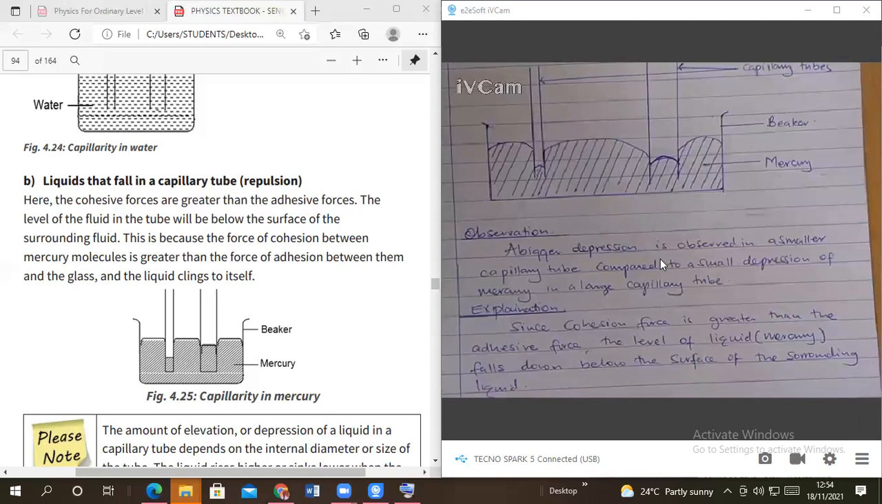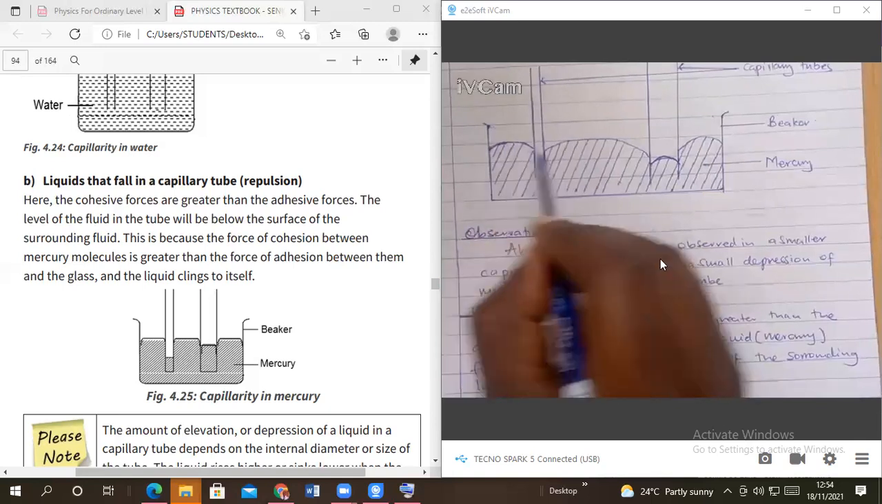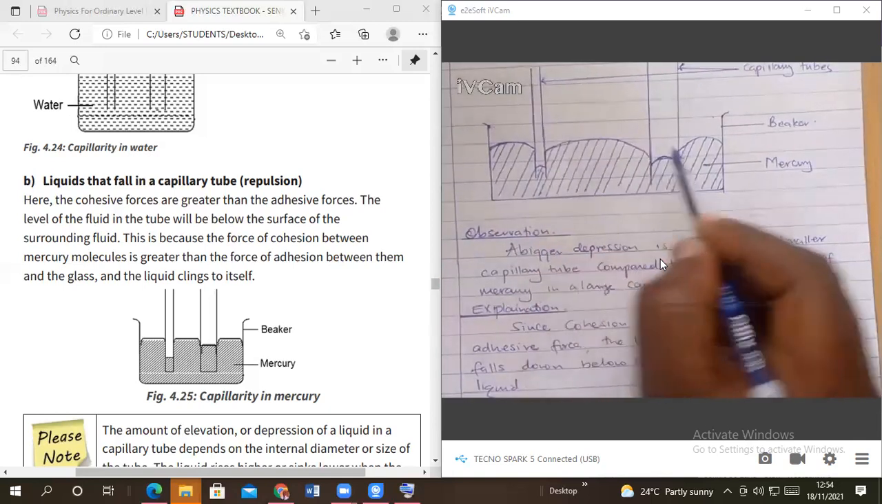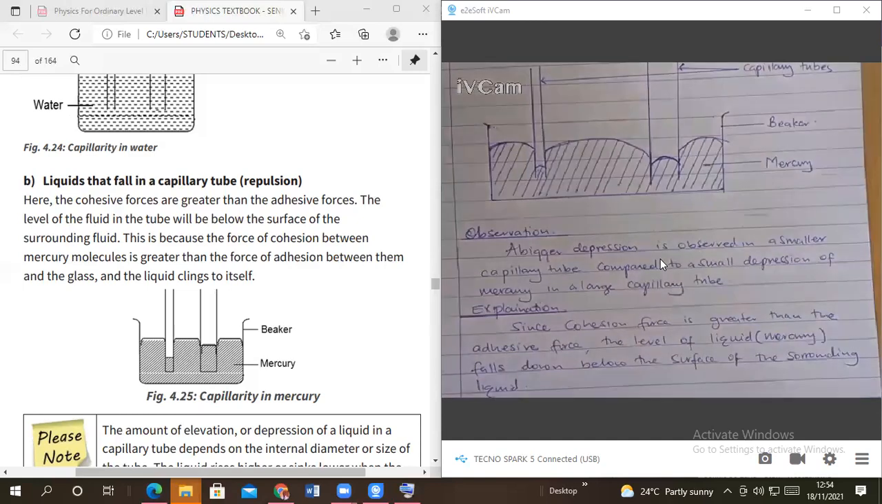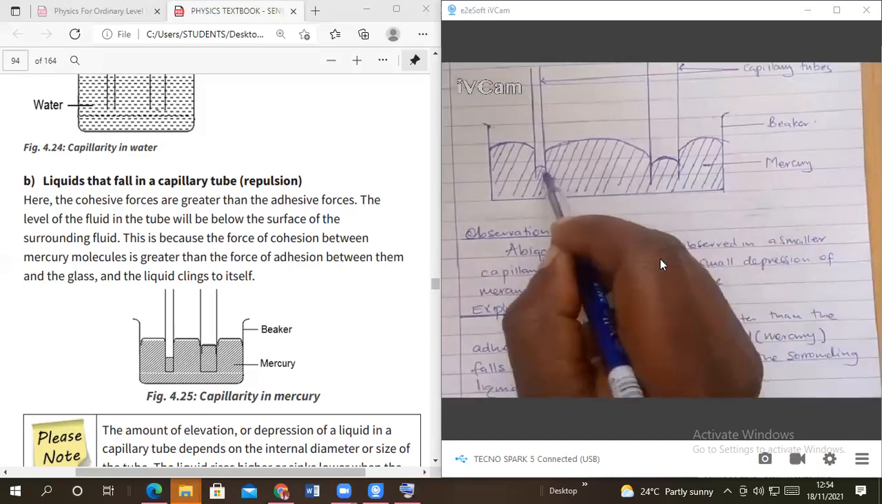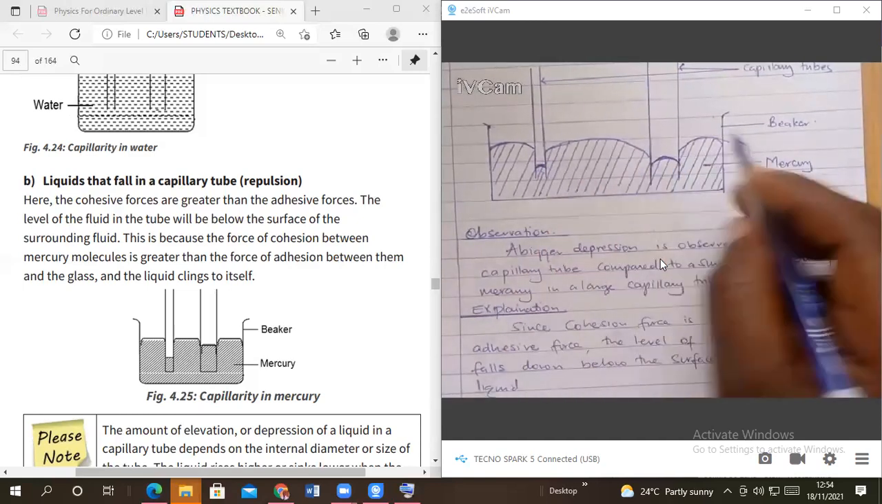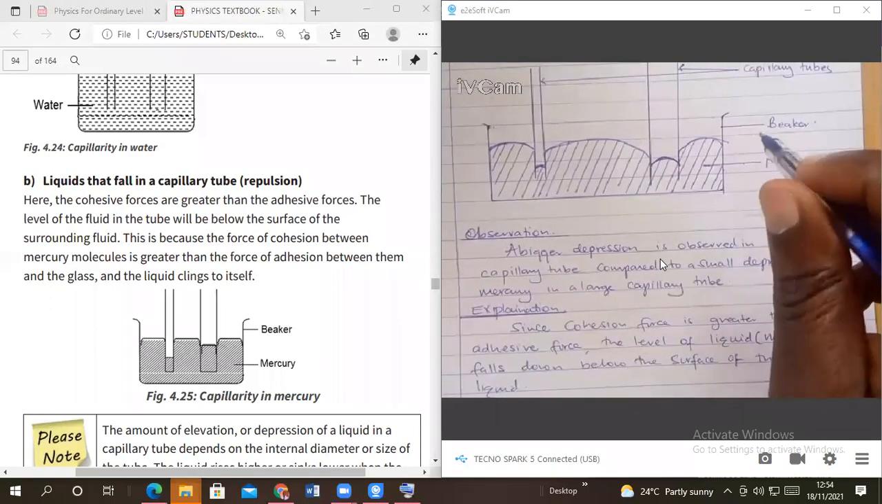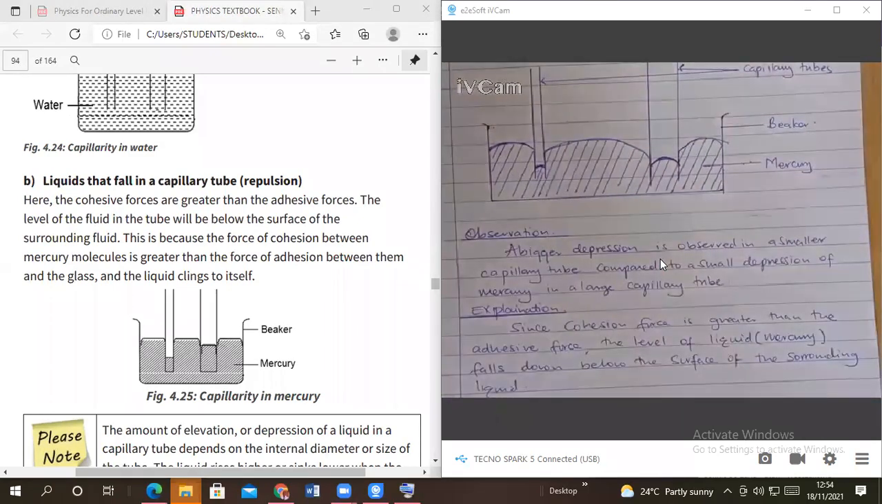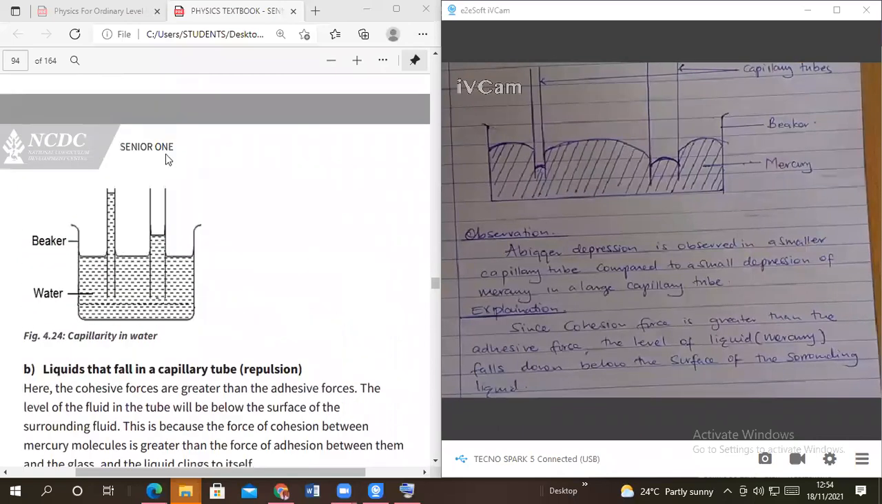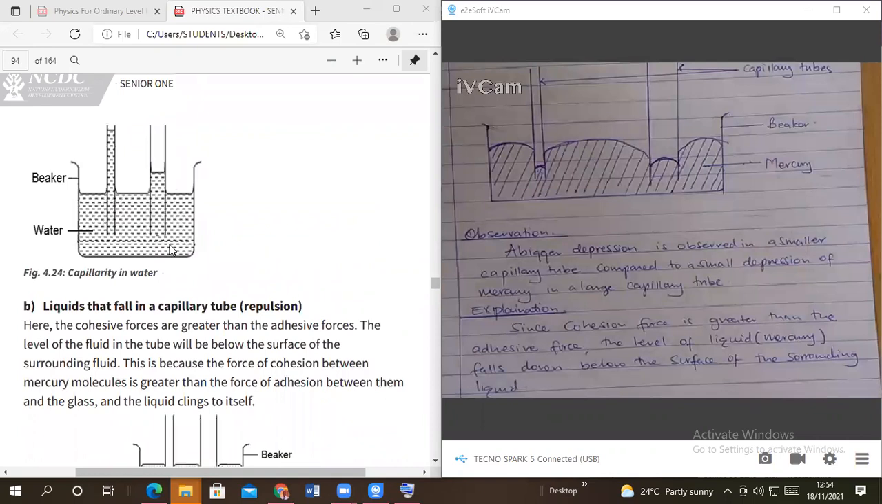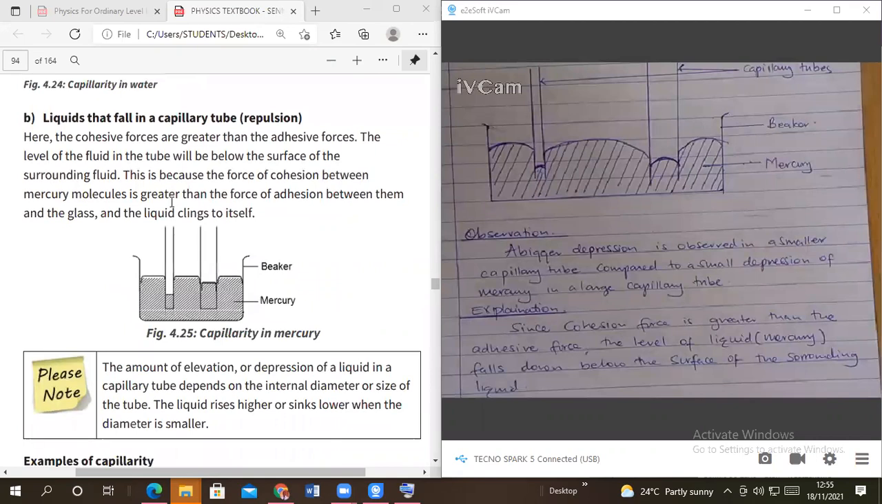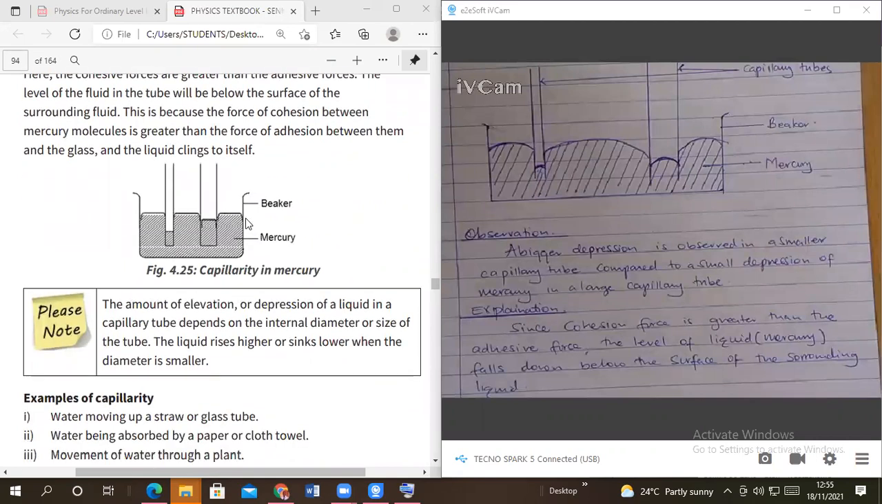Which one is the surrounding liquid? This one here is the surrounding liquid. And this one is the one that has fallen below. Why has it fallen below? It is because cohesion is greater than adhesion. For the other one, we saw why it rises. It is because adhesion is greater than cohesion. That's what you should note. It rises here because adhesion is greater than cohesion, but it falls here because cohesion is greater than adhesion.